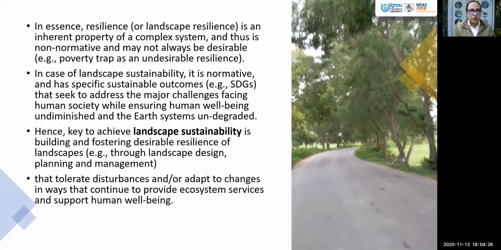So I will not go here. That is what we talk about when we're talking about watershed management. Also, we have looked into how different goals of SDGs are related to watershed management.